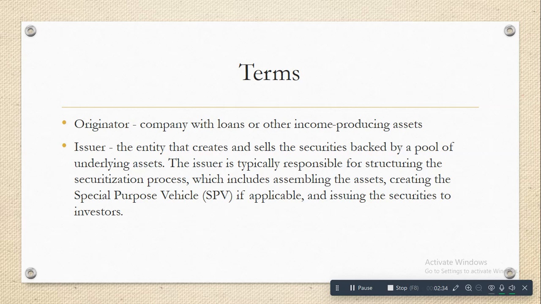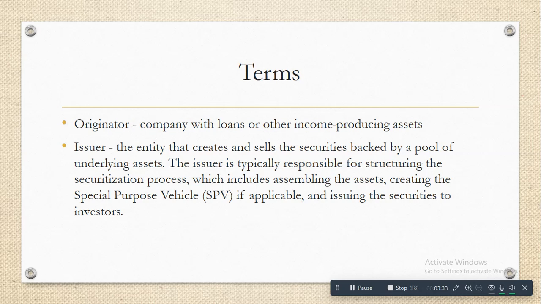Next term is the issuer. The issuer is the entity that creates and sells the security backed by a pool of underlying assets. So there is another party involved, that is the issuer. They are the ones that bring in these assets, make the packaging, decide the terms and conditions of the packaging, and then sell these. So they basically do the structuring. As you can see in the definition itself, in the third line, the issuer is typically responsible for structuring the securitization process, which includes assembling the assets, creating the SPV if applicable, and issuing the securities to the investor. So what is an SPV? We'll come back. Remember, the originator is the party or entity that has the assets.